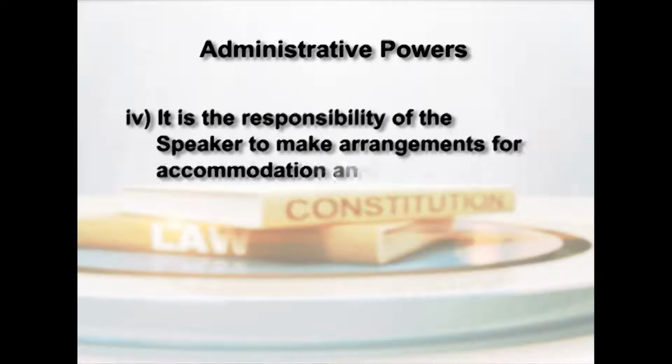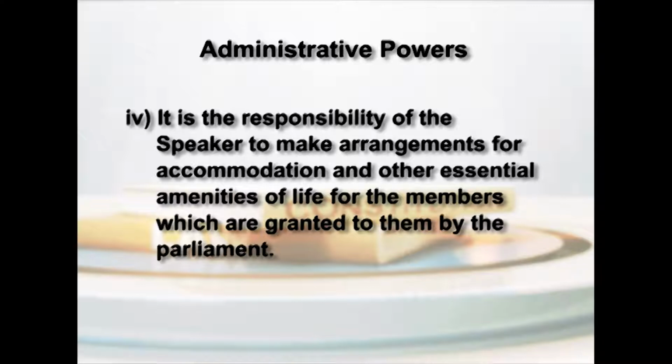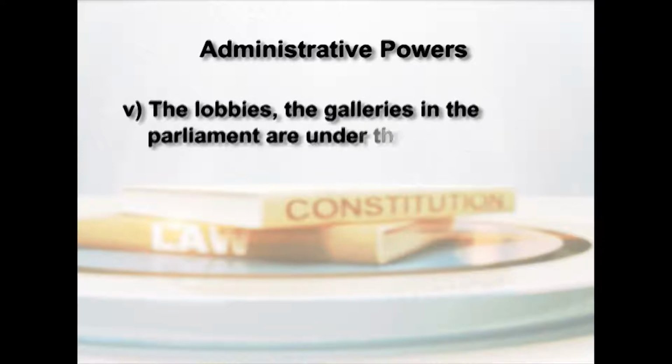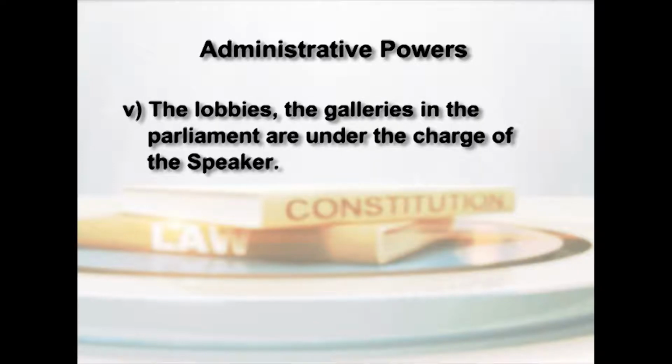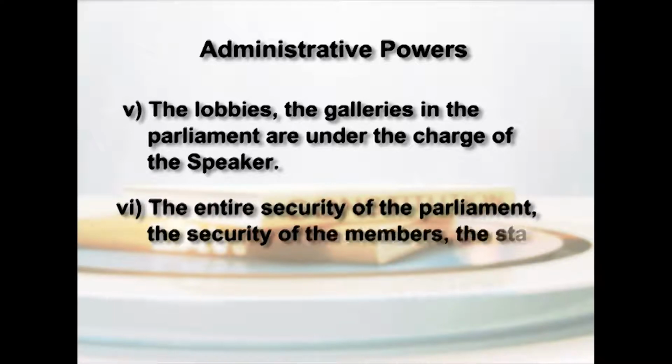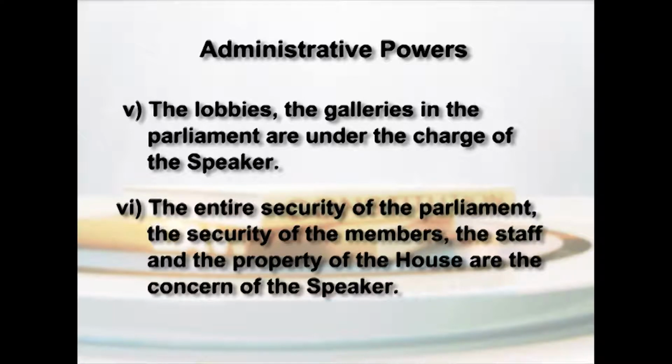It is the responsibility of the Speaker to make arrangements for accommodation and other essential amenities of life for the members which are granted to them by the Parliament. The lobbies and the galleries in the Parliament, which are meant for the public and the press, are in charge of the Speaker. Not only that, the entire security of the Parliament, the security of the members, the staff, and the property of the House are the concern of the Speaker, to see that it is not being subjected to any danger.